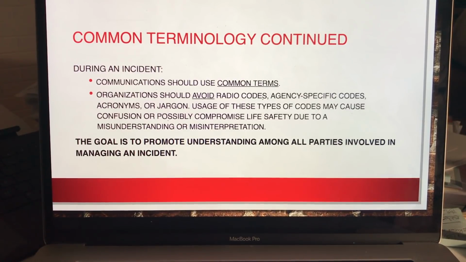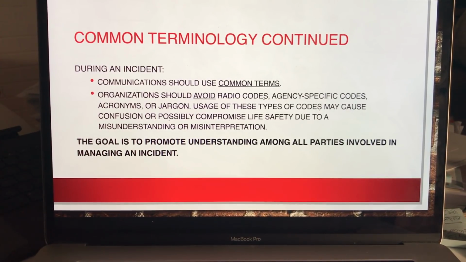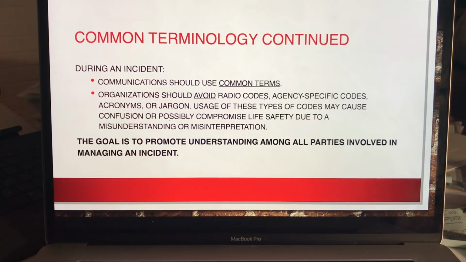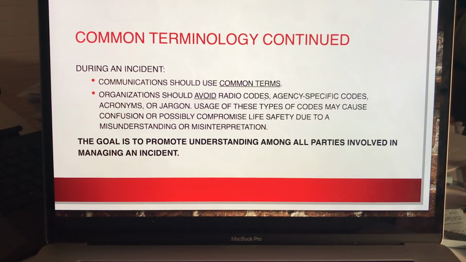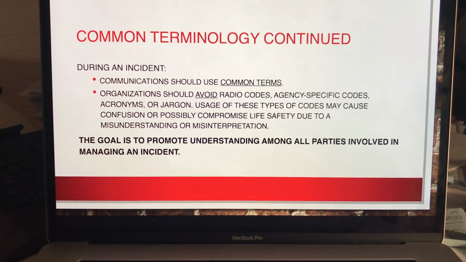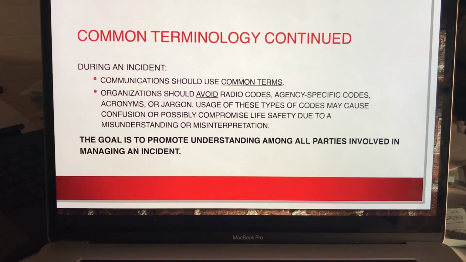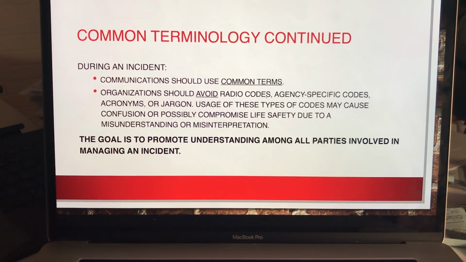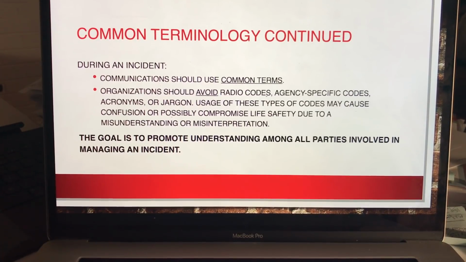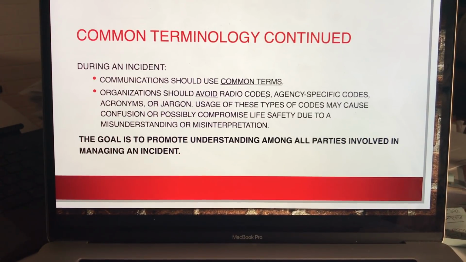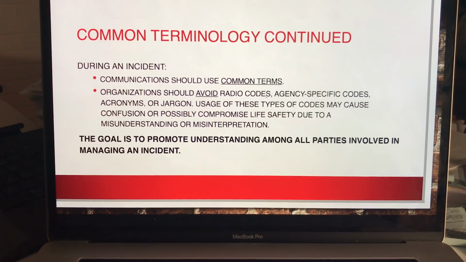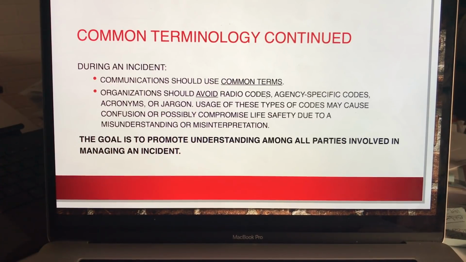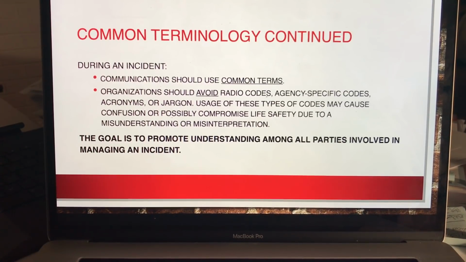During an incident, communication should use common terms. Organizations should avoid radio codes, agency-specific codes, acronyms, or jargon. Use of these types of codes may cause confusion or possibly compromise life safety due to misunderstanding or misinterpretation. The goal is to promote understanding among all parties involved in managing the incident.